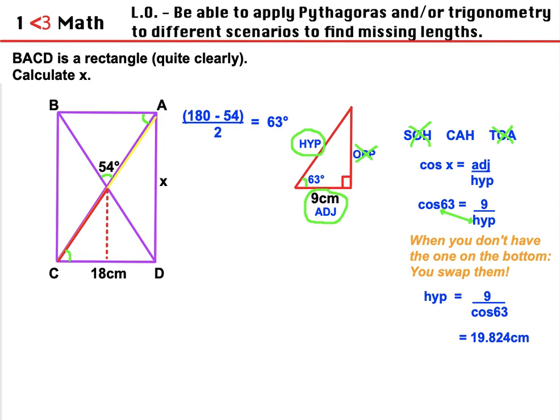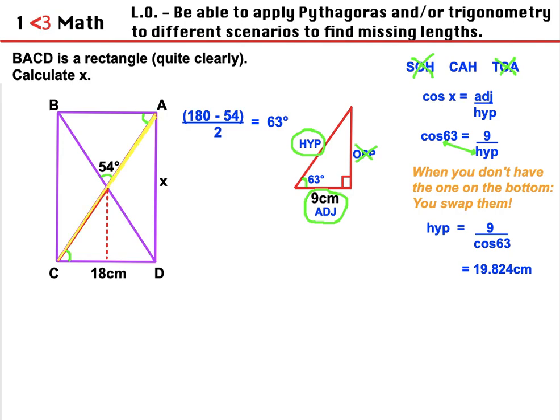So now what I can do is say, well, does that seem like a reasonable answer, first of all? Well, yes, it does. It's going to be longer than 9. It seems like a reasonably close answer to make that triangle realistic. So 19.824 centimeters is fine. So now I'm going to double that to calculate CA, and that's 39.648 centimeters.